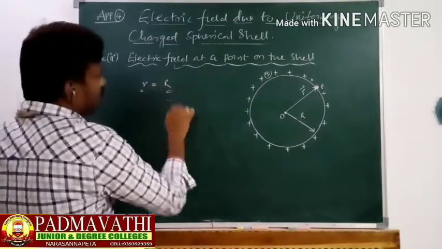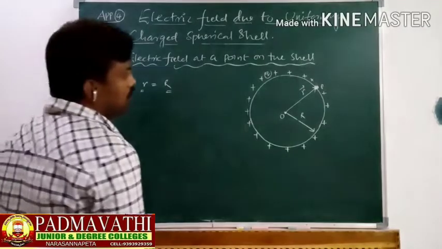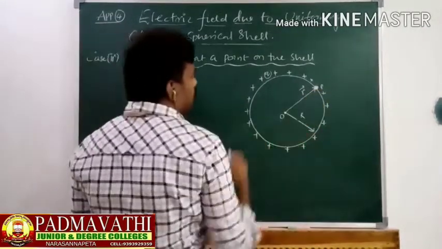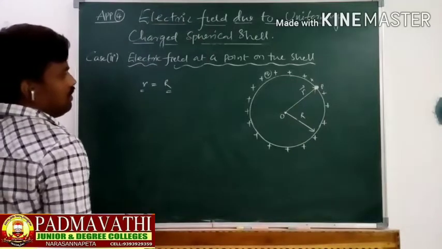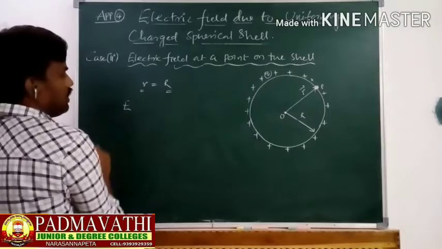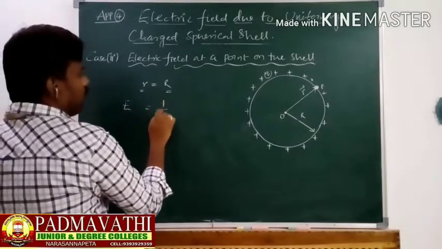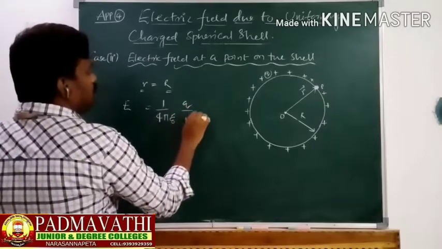First thing you have to write. And now the electric field intensity at point P on or outside the shell can be determined with the same equation here. As already derived, E is equal to 1 by 4 pi epsilon naught q by small r square.